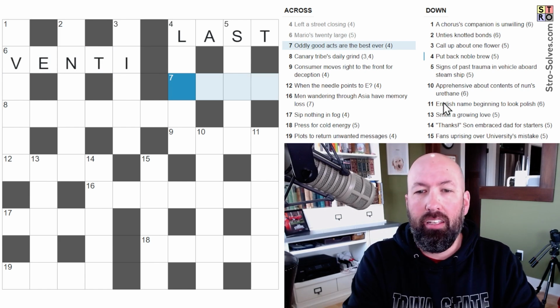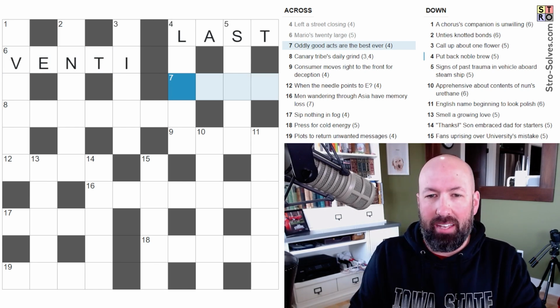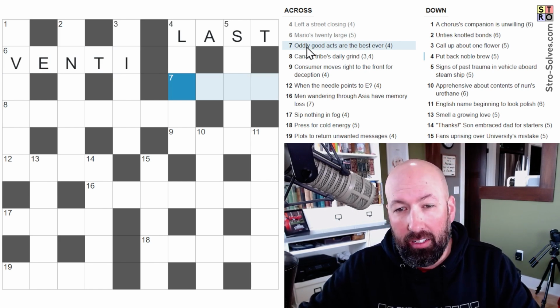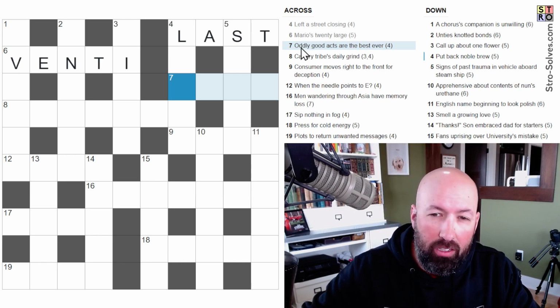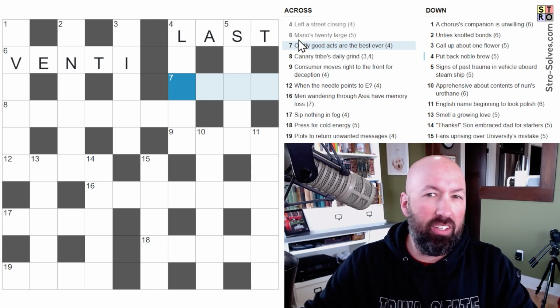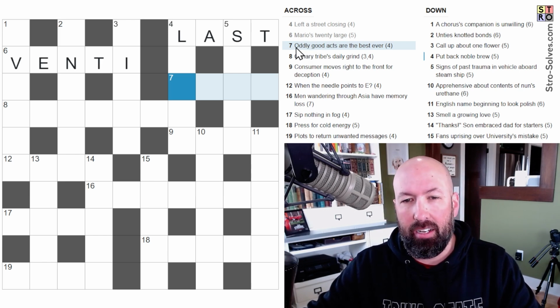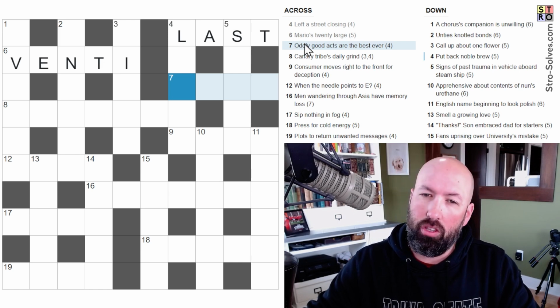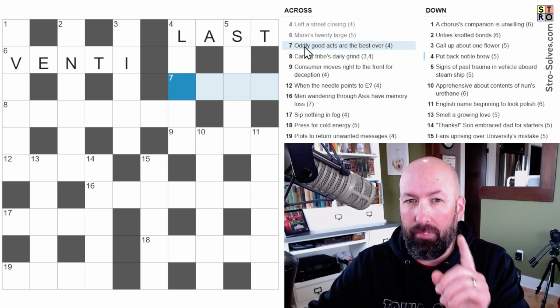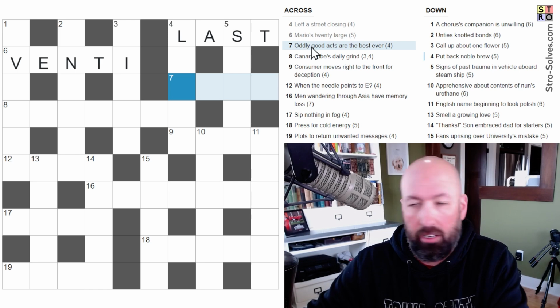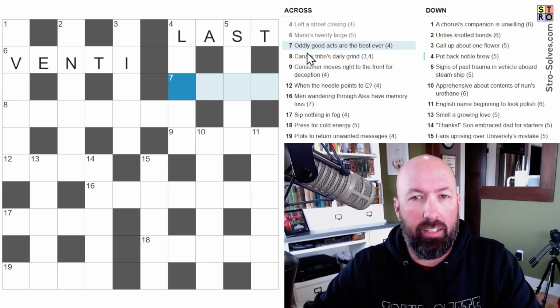All right. "Oddly good acts are the best ever." Okay, so oddly, anytime you see regularly, oddly, evens, something like that, you should think, I wonder if it's the odd letters or the even letters or every other letter, every third letter. Regularly could be like every third letter.